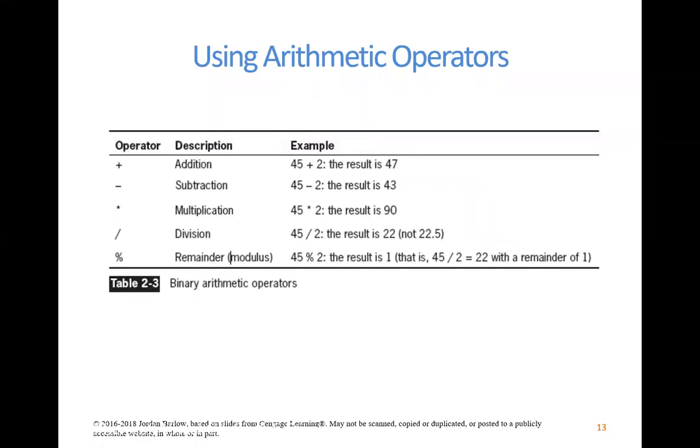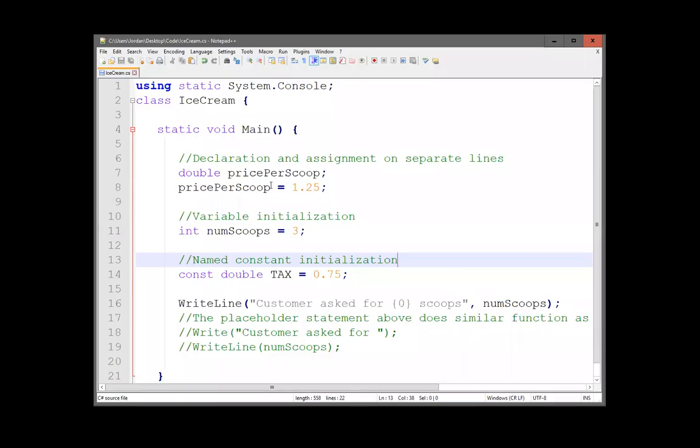Okay, now in C#, we can use arithmetic operators, and they use the symbols that you're used to. So if you want to add, subtract, multiply, or divide something, that is fairly straightforward. So let me jump back to my code once again. So we have a price per scoop and a number of scoops. So let's say that we want to actually calculate what the price is going to be.